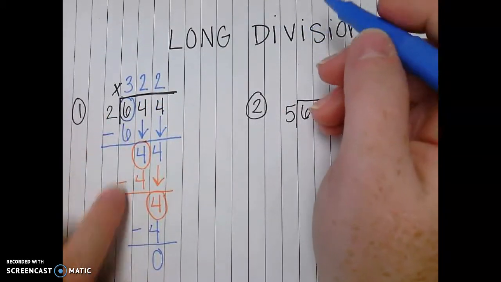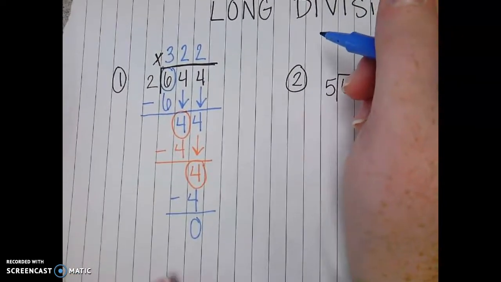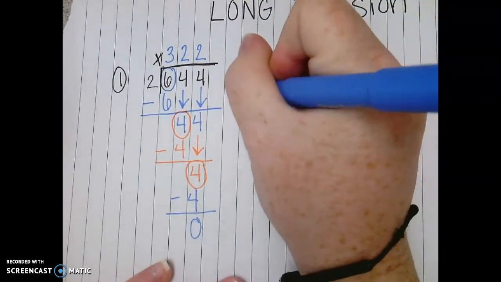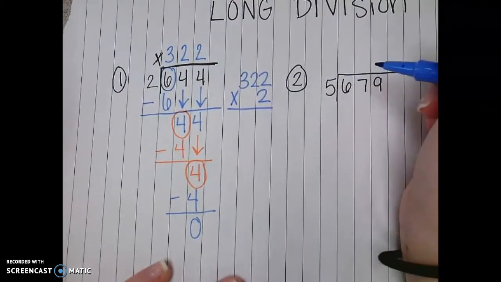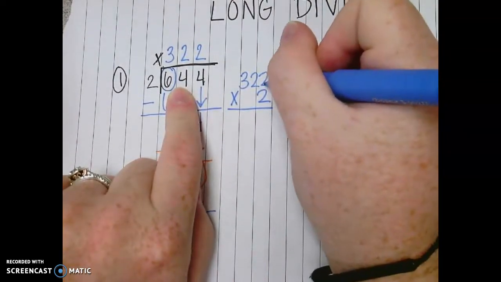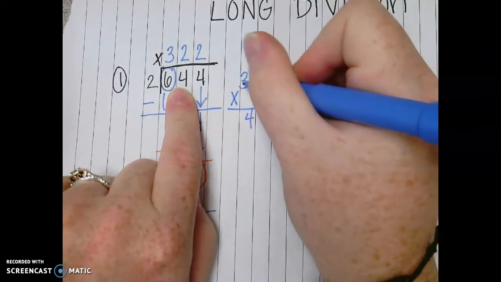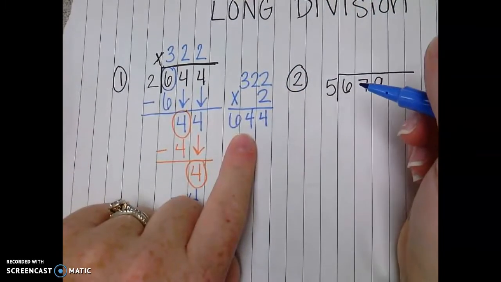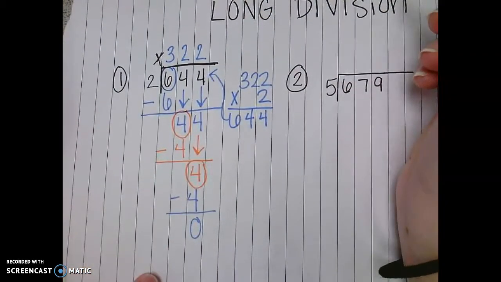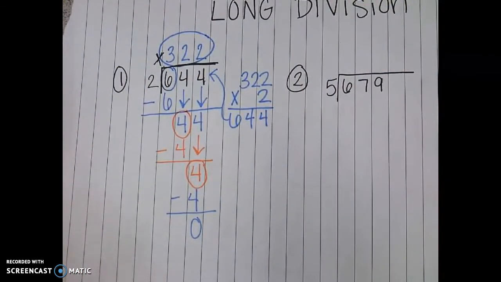Now a good thing to do is to check your answer to see if you're right. I'm going to come right here to the side and do 322 times 2 to see if I got the correct answer. This answer should be the same as what's under my house. 2 times 2 is 4. 2 times 2 is 4. 2 times 3 is 6. Did we get the right answer? We did. Great job. So our answer is 322. Whatever's on top of our house is our answer.